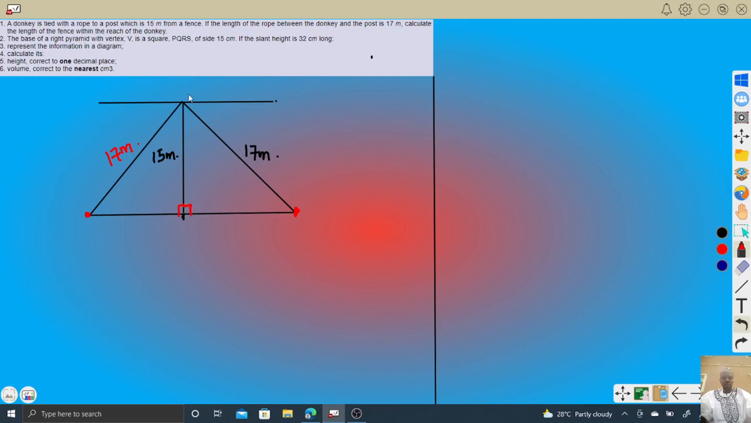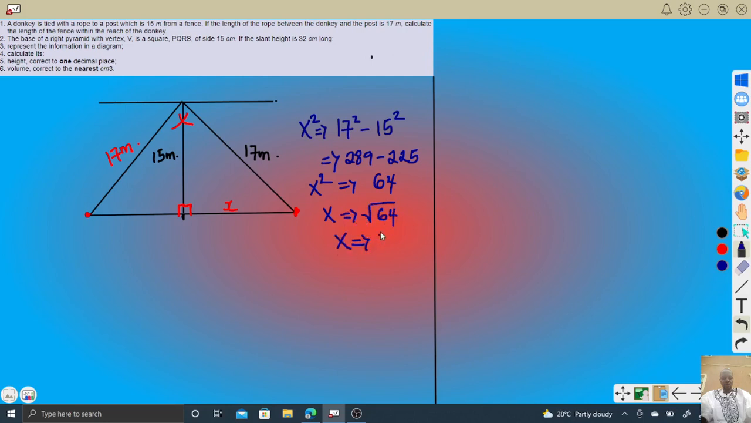So we can get this one, basically, this is a perpendicular bisector. Because of that, we can use our Pythagoras theorem directly to get this point. Let's call this side x. Using Pythagoras theorem, x squared is equal to 17 squared minus 15 squared. This should be 8, 15, 17. If you are following my class, this should not be a problem. That's 289 minus 225, which gives you 64. So x squared is 64, and x is the square root of 64, so x is equal to 8 meters. So here to here is 8 meters, and this is also 8 meters.